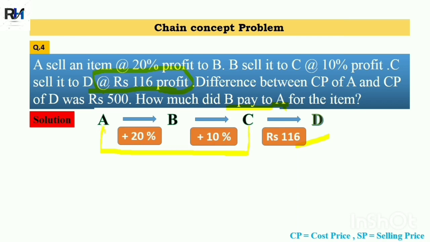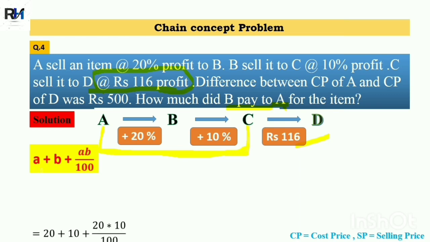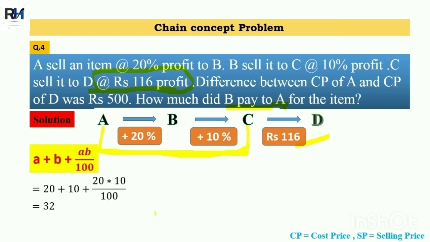Before calculating this, firstly we have to split this calculation in two parts. Firstly we will calculate the profit from A to C, then calculate the profit from C to D. So to calculate the profit from A to C, we will apply the effective percentage formula, that is A plus B plus AB by 100, as I have taught you in the second part. So please do watch it. A means 20% and B means 10%. After putting these values, we get 20 plus 10 plus 20 into 10 by 100. We get the answer, that is 32.